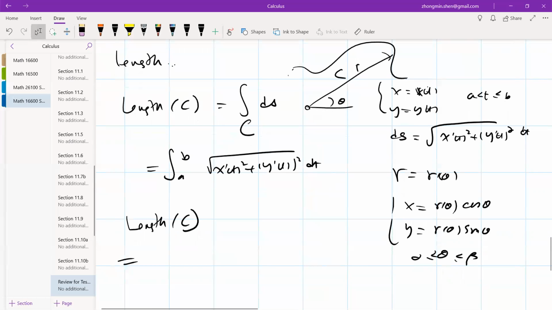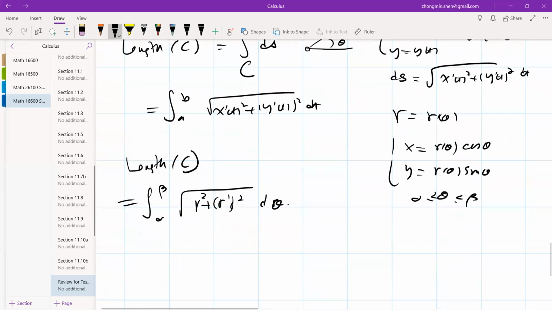I just want to give you the arc length formula. That's given in the book. It is very simple: the integral from alpha to beta of the square root of r squared plus r prime squared d theta. All the cosine and sine theta is gone after you simplify.